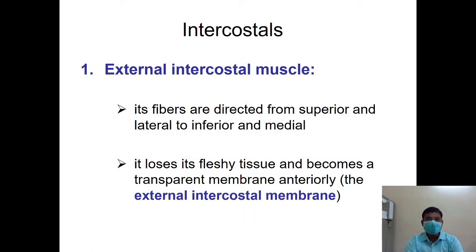Let us see in detail. The external intercostal muscle, its fibers are directed from superior and lateral to inferior and medial. See, as it goes down, it loses its fleshy tissue and becomes a transparent membrane anteriorly, which is called the external intercostal membrane. Please remember this.